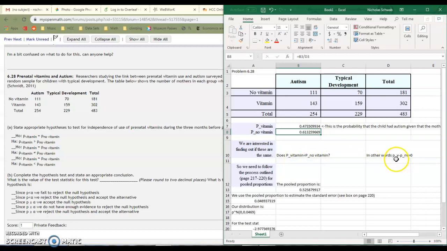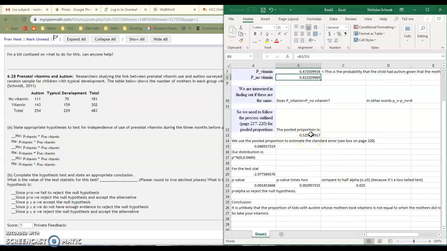So in other words, the null hypothesis is going to be the difference between these two. The proportion of people who took vitamins minus the proportion of people who didn't take vitamins is 0. If there is no effect, we would assume that this difference is close to 0, right? So this process is pretty well outlined in chapter 6.2, pages 217 to 220, but I'll go through it here.